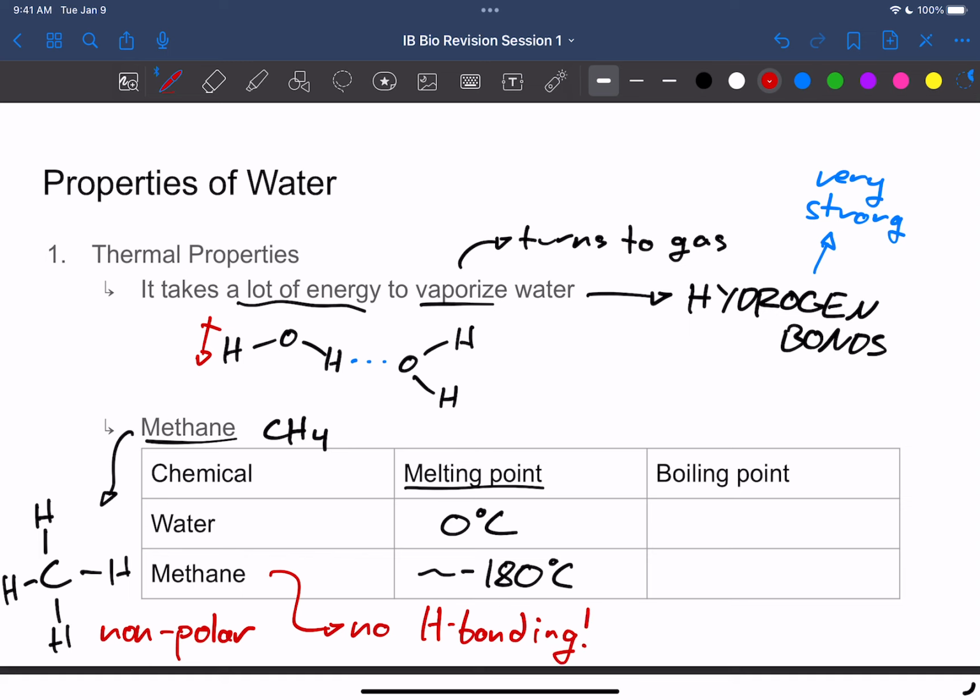So there's no hydrogen bonding because it's non-polar. And because of this, it takes very little energy, if any, to even separate them. So that gives it a very low melting point.